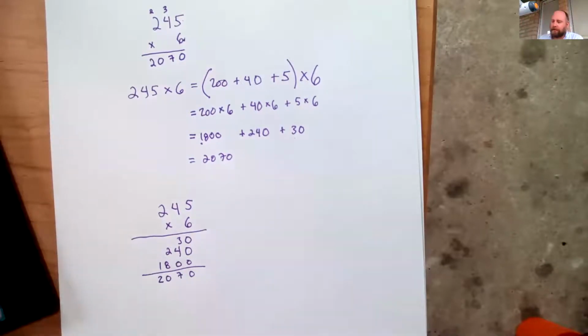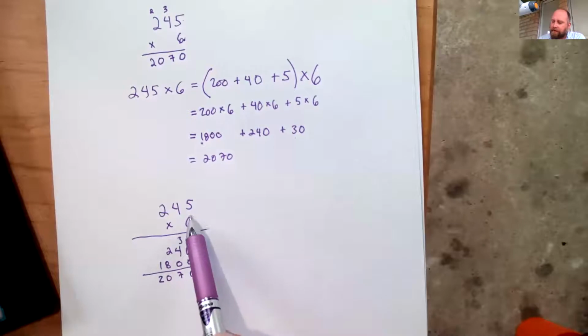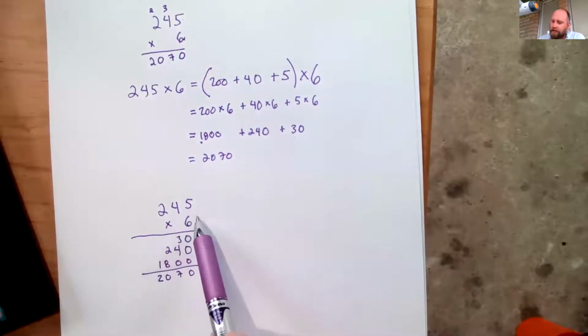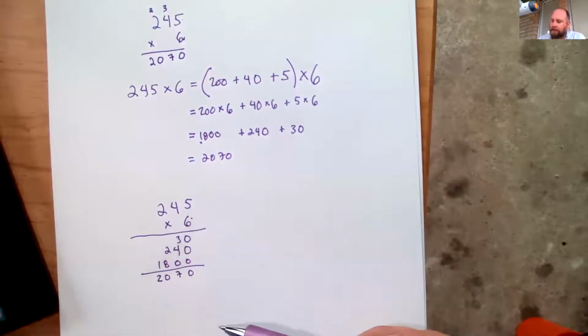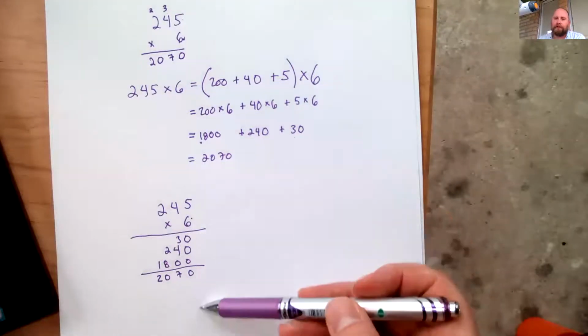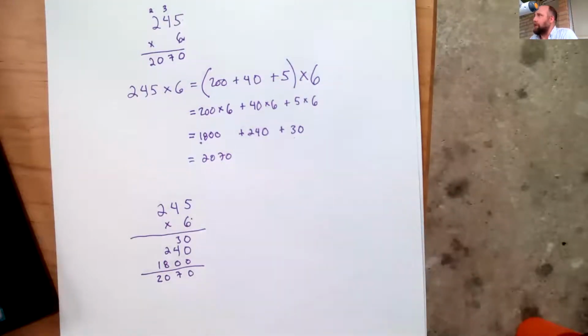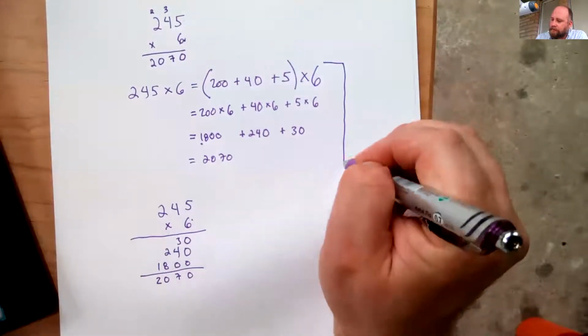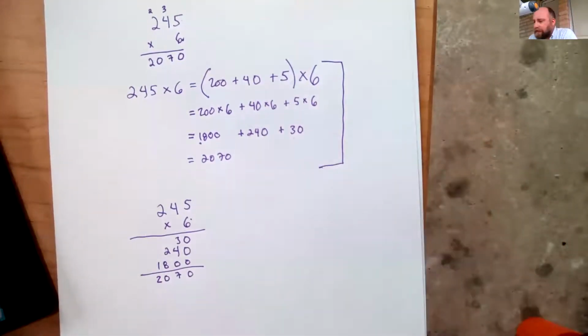Now, why don't we do it this way? Well, because if I have a multi-digit number down here, then I would get an absurd number of rows and it would be hard to keep track of. Okay, but this is what makes it work. It's simply the distributive law.